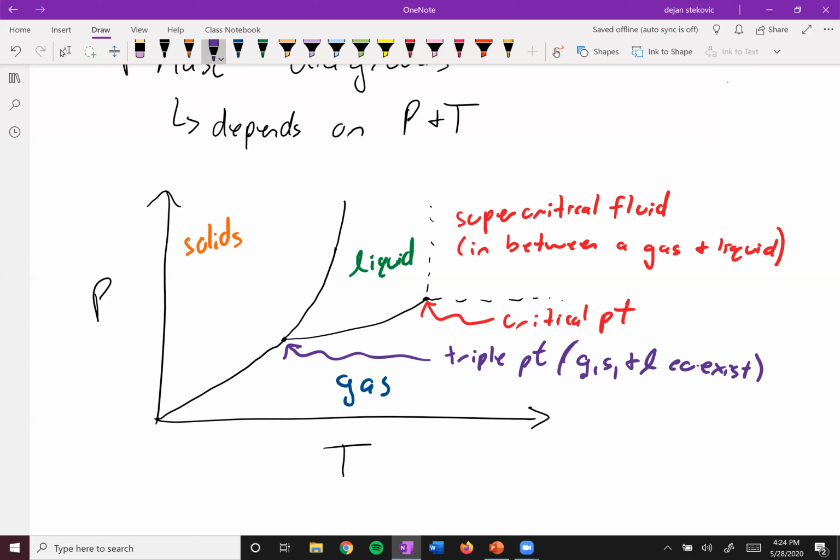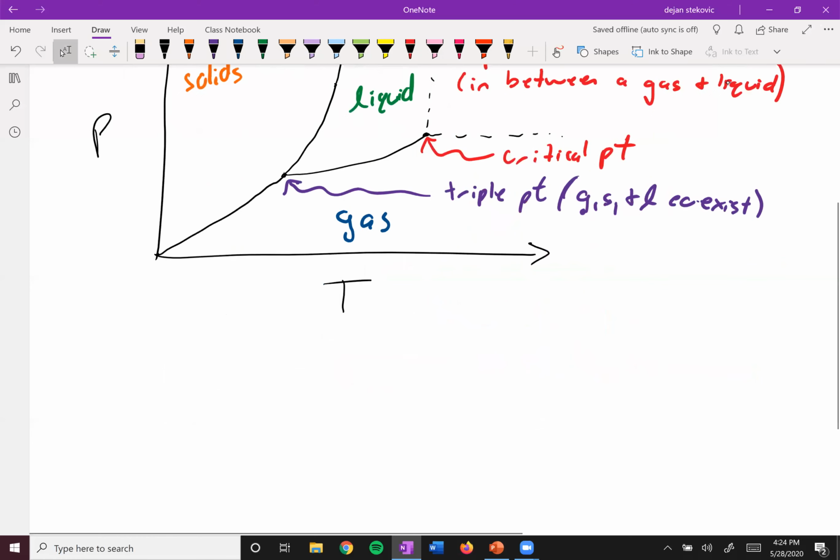And so you can think about, at constant pressures, if we were down here going from the left to the right, we would go from a solid to a gas, so that would be sublimation. If we increase the pressure, we would go from a solid to a liquid, that'd be melting. And you can play around with different starting and ending points.